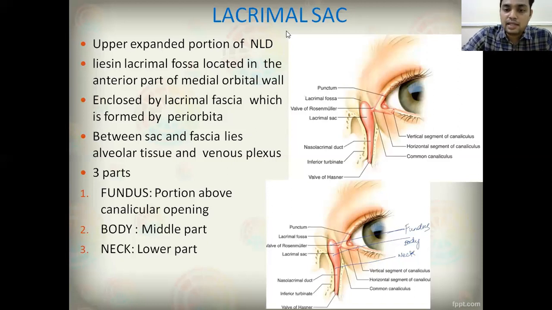This lacrimal sac has three parts. In this picture, you can see the lacrimal sac. The portion which is present above the common canaliculus, we call the fundus. The middle part, we call the body, and the bottom one, we call the neck. So it has three parts: fundus, body, and neck.